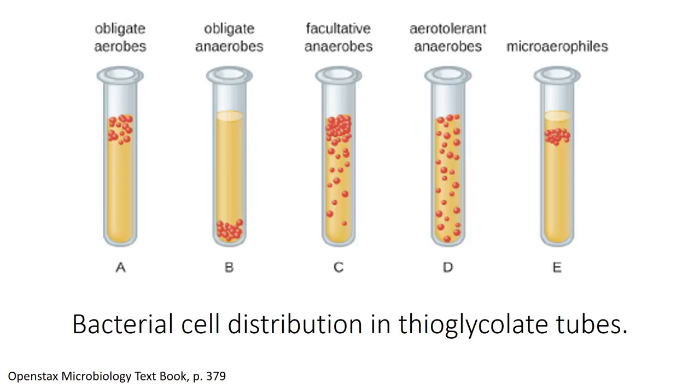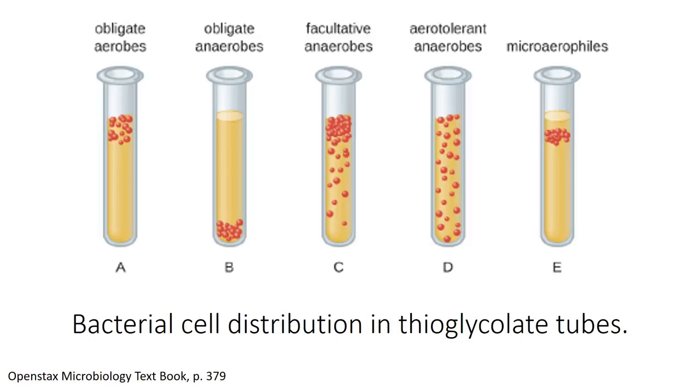In tube D, there's growth that's evenly distributed throughout the tube. These are going to be aerotolerant. It's going to be difficult to distinguish between facultative anaerobes and aerotolerant organisms, but the difference is that we have more growth on the top of tube C, whereas the growth in tube D is equally distributed.